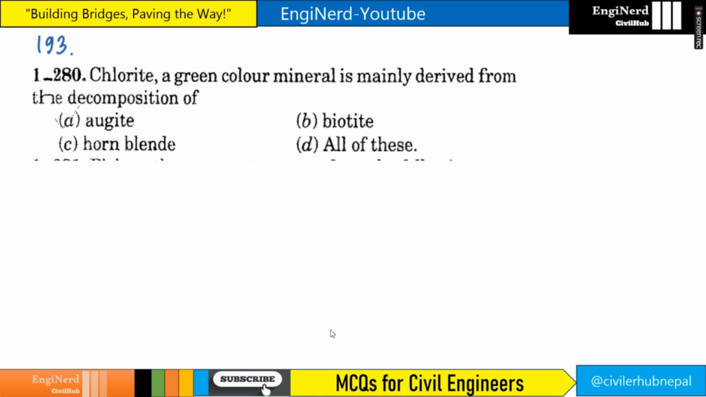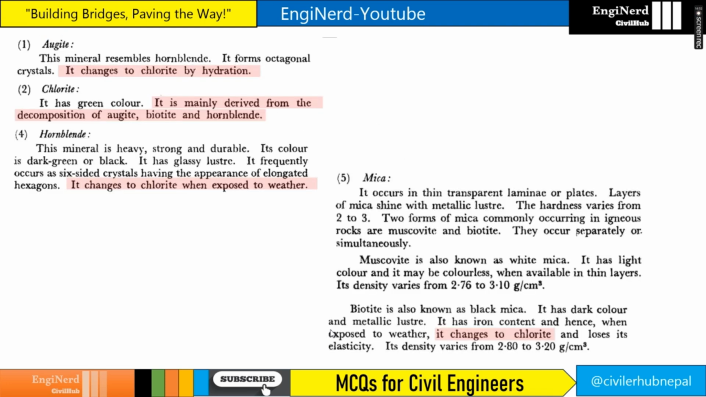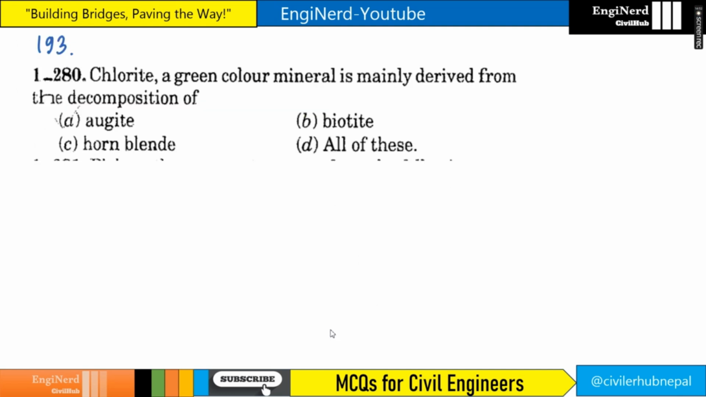Chlorite, or green color mineral, is mainly derived from the decomposition of what? Augite, biotite, hornblende. The answer is all of the above. We see here that augite changes to chlorite by hydration, and chlorite is mainly derived from decomposition of augite, biotite, and hornblende, right? So all of these are answers. So our answer will be all of these.